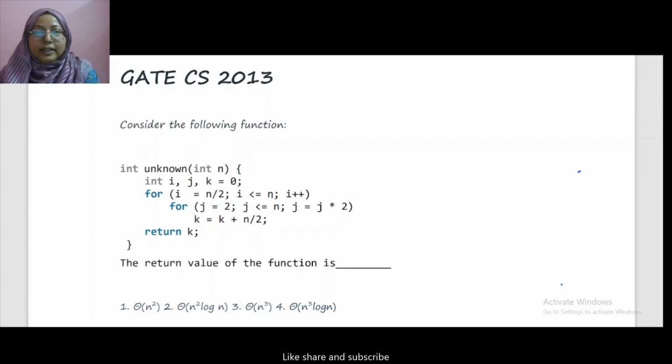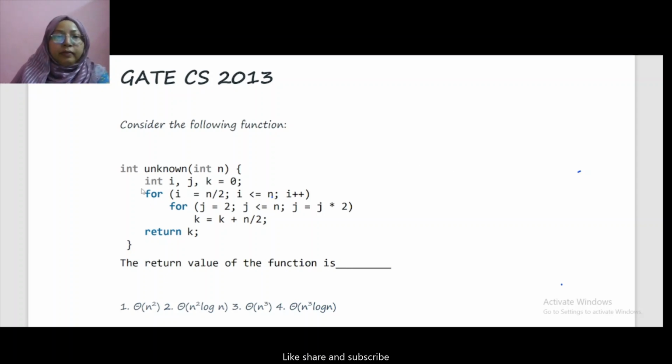Hi, let's see one question. It was asked in your GATE CS 2013 exam. So it says, consider the following function int unknown with a parameter of integer type int n, and inside this function body there are some lines of code.